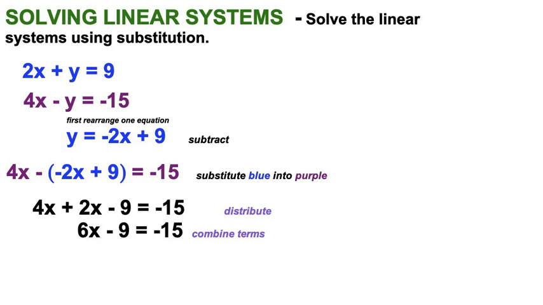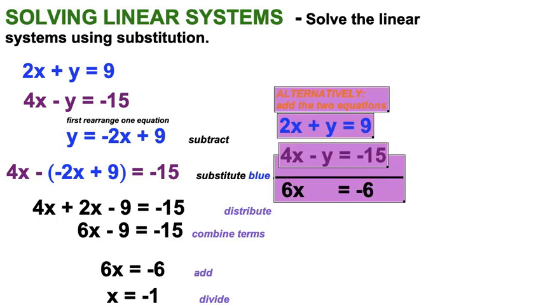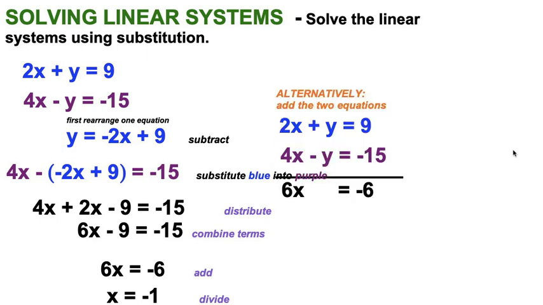Okay, well, let's go ahead and add the 9 to both sides, and then we can divide, and we've got x equals negative 1. Now, how about if we did this instead? Instead of doing all that work, I could have just taken these two equations, the ones we were given in the first place, and just add them together.